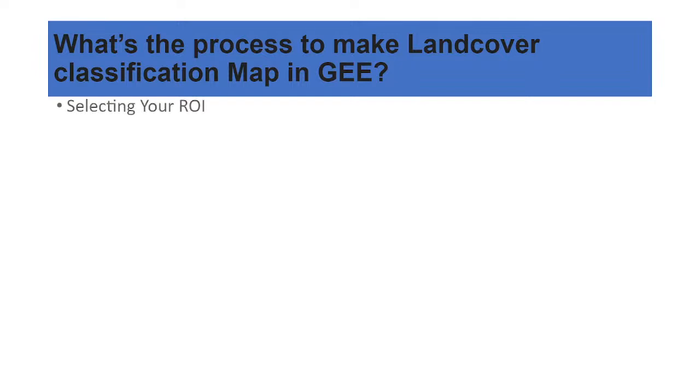So first of all, you have to select your ROI, your region of interest. Suppose you want to work on Dhaka city, simply import the boundary shapefile of Dhaka city. So first of all, you simply select the region of interest of Dhaka city or your specific boundary, the area where you want to create the land use land cover classification map. After that, simply choose and filter the image collection. You can choose Landsat or Sentinel, and then filter this image collection. This is the second step.